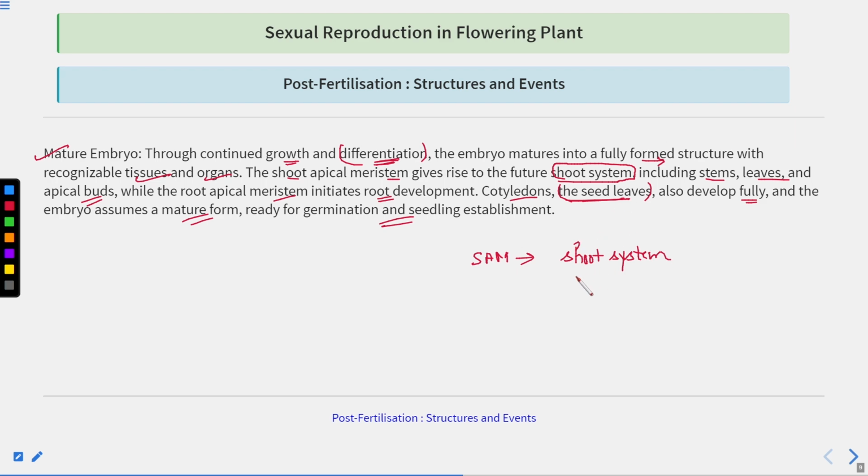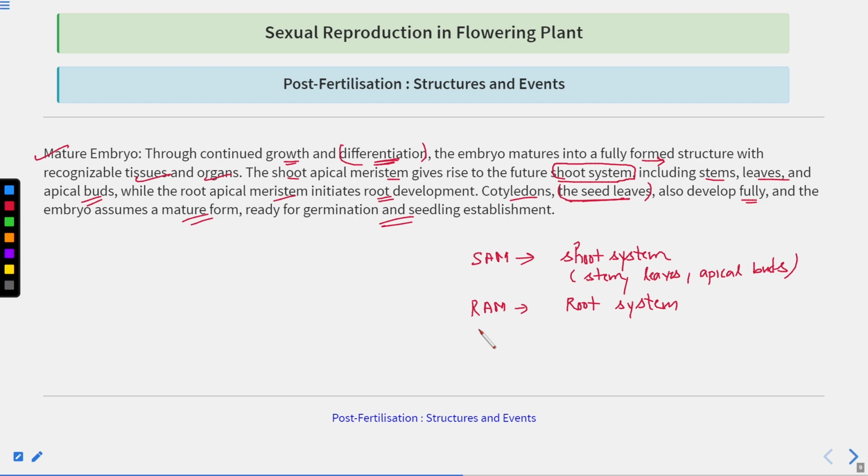Okay, the shoot system includes what? It includes the stem, leaves, apical buds, okay, and another one is the root apical meristem. Root apical meristem, this gives rise to the root system, which consists of the root and the root hairs and all.